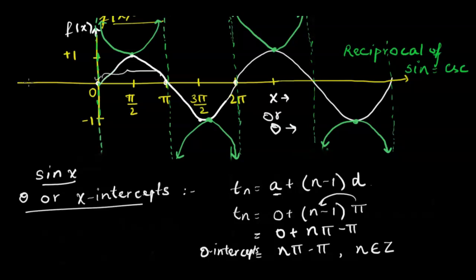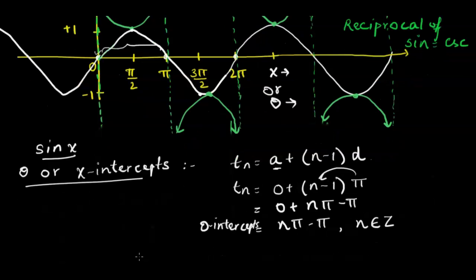So it could be minus or it could be plus, because these graphs are not just extended on the positive x-axis but also on the negative x-axis as well. And this is how the graph is going to look on the negative side of the x-axis.